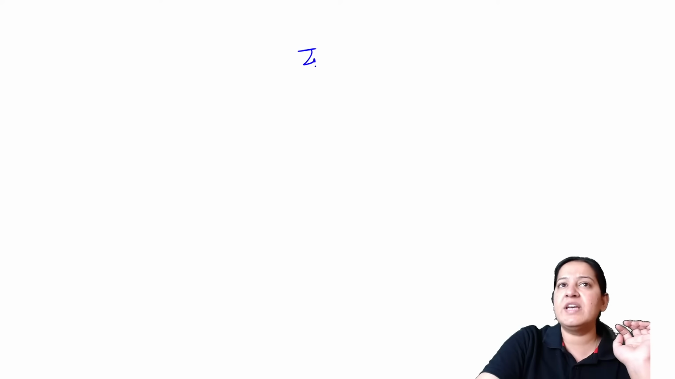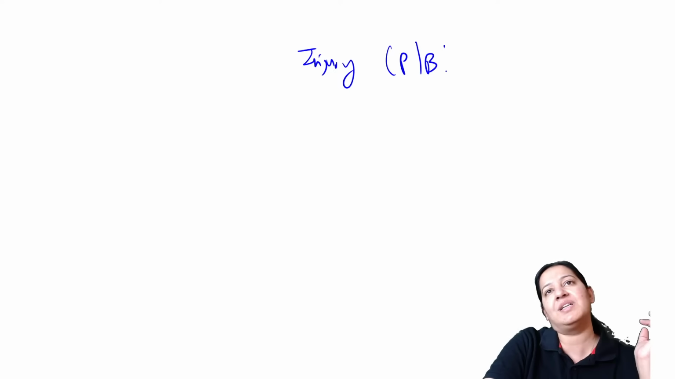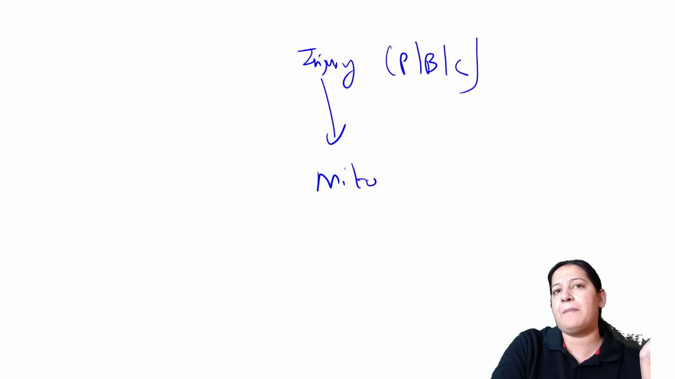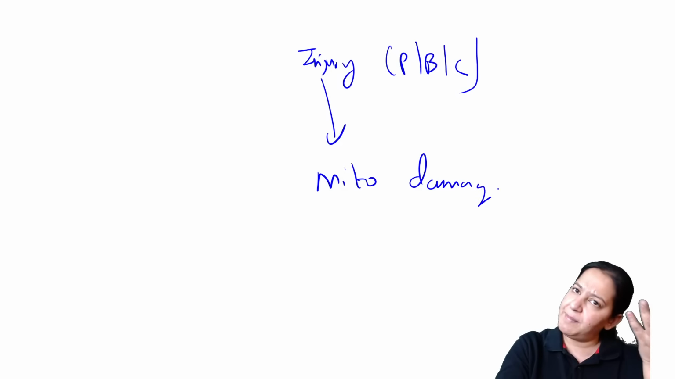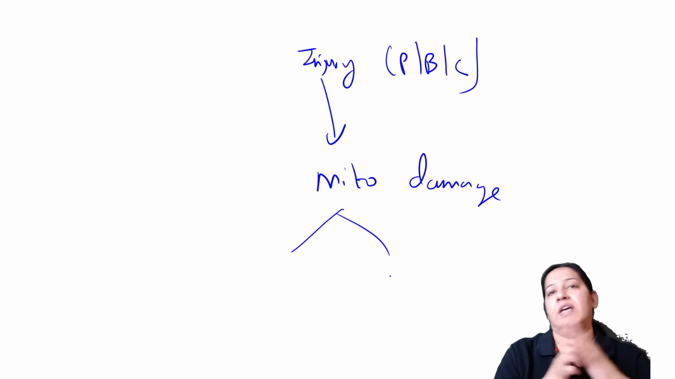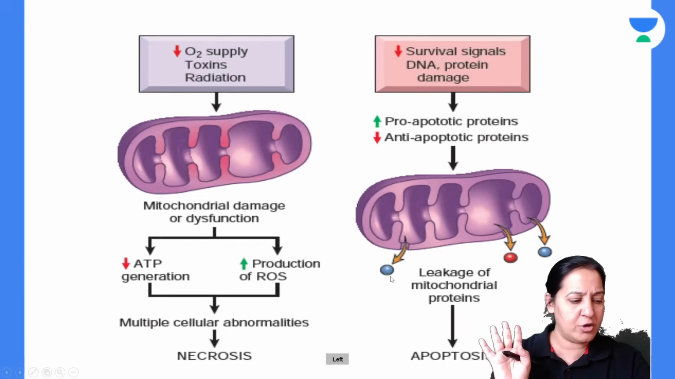Here, the injurious agent can be anything. It is not always ischemia. It can be physical, biological, chemical, some microorganisms, some bacteria, anything which is causing mitochondrial damage. It can be ischemia also. Anything which is causing mitochondrial damage will result in two things. So there are two flowcharts in mitochondrial damage.